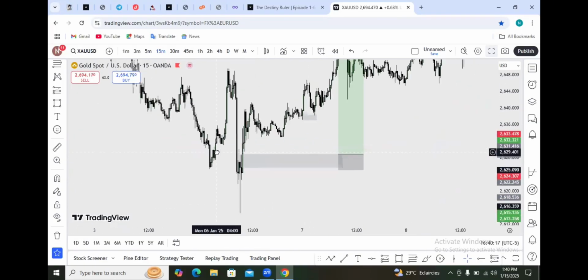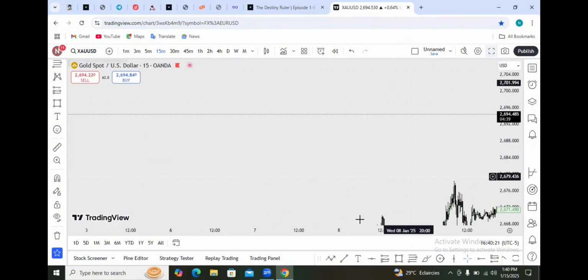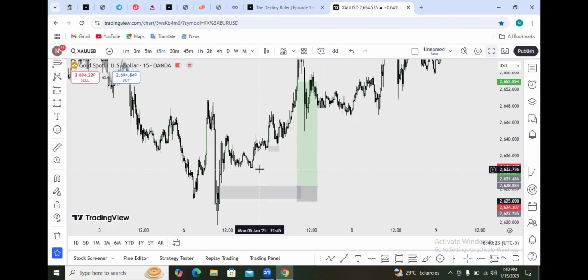All right, so this is it now for rejection block. The pattern, no need to show you guys the pattern, it's just the normal one. As long as this form is close to a liquidity zone or level, you are good to go and use it.